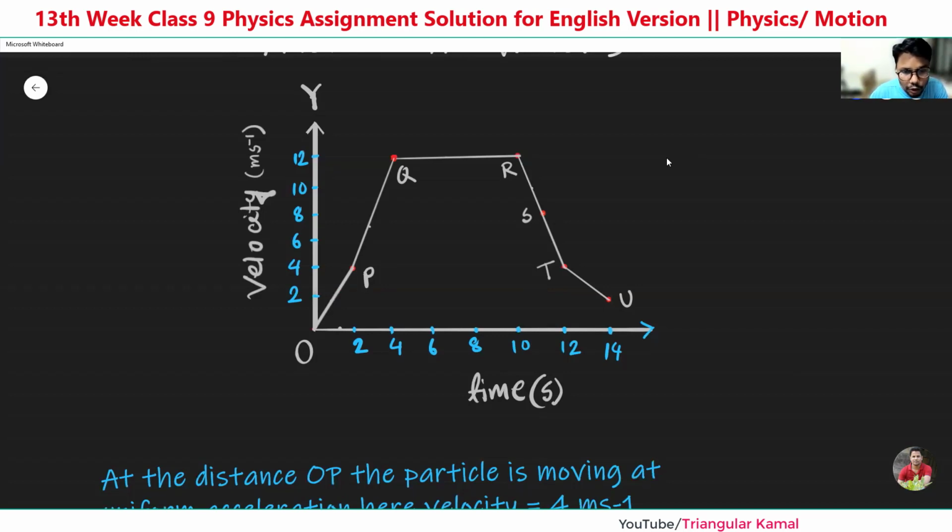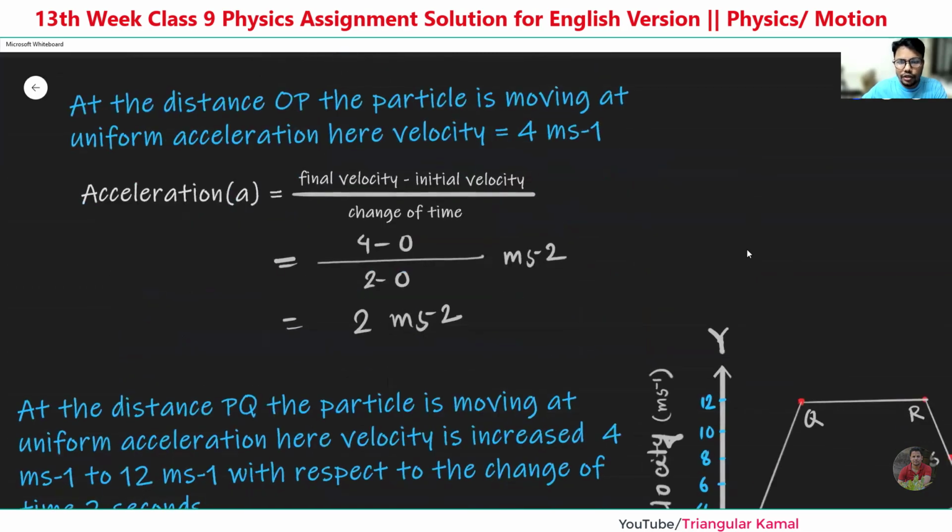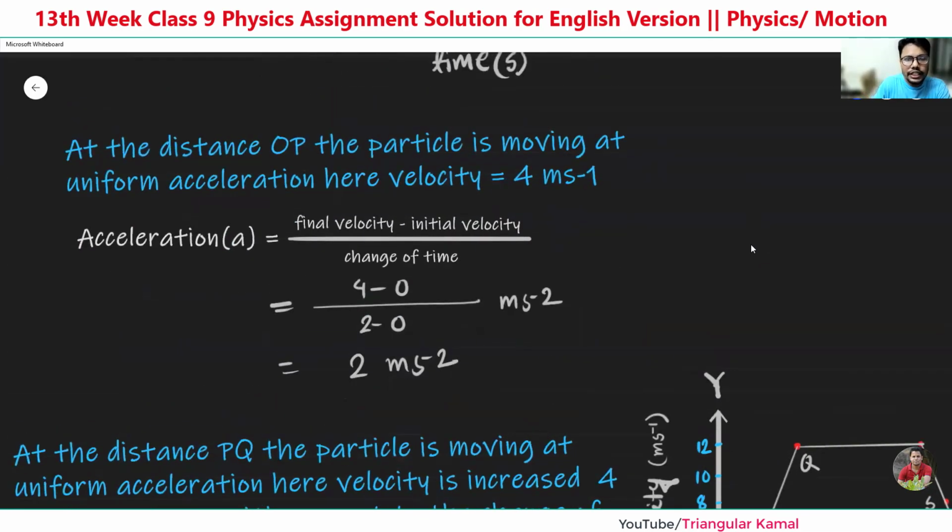OP. Here we see the time is 2 seconds and the change of velocity is 0 to 4 meters per second. So here there is acceleration, because with respect to time the velocity changes. So now explain the first one. Okay, at the distance OP, the particle is moving at uniform acceleration. Here the velocity is 4 ms inverse 1, so you can write ms inverse 1 here.